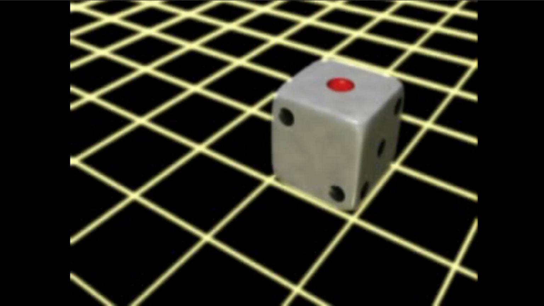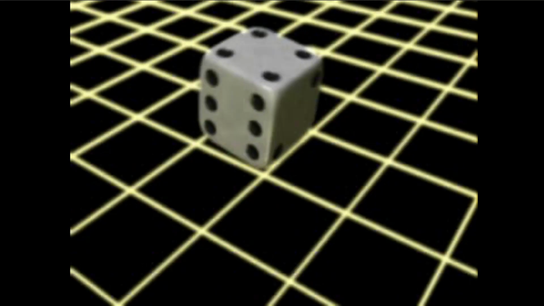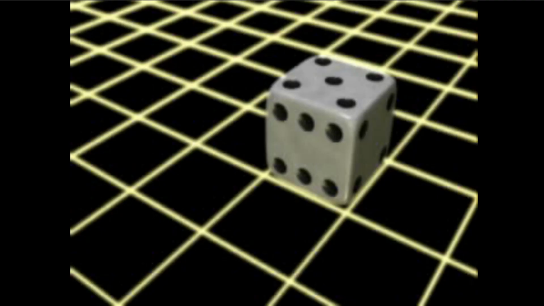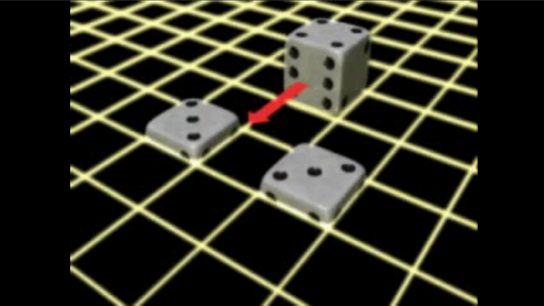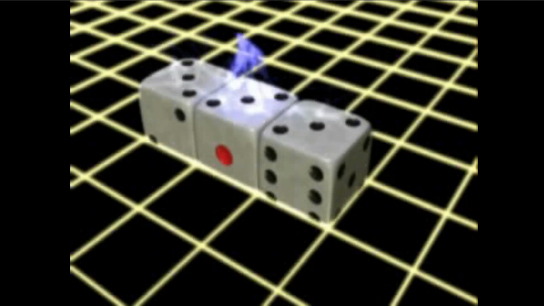By moving a die 2 squares in the same direction, the side which was facing the bottom will face the top. Let's try again. The 5 which was on the other side of 2 is now on top. This is one of the techniques.